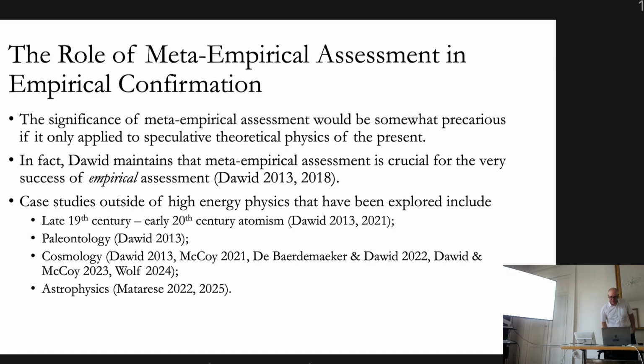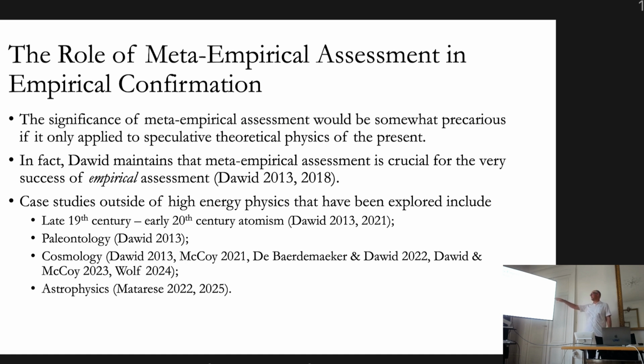Okay, so the significance of meta-empirical assessment, I think, would be somewhat precarious. It could only apply to speculative theories based on theoretical physics of the present. But David has maintained, at least since the book, probably before, but also in more recent papers where he's gone into it in more detail, that meta-empirical assessment is crucial for the very success of empirical assessment. And this has been explored through a number of case studies.